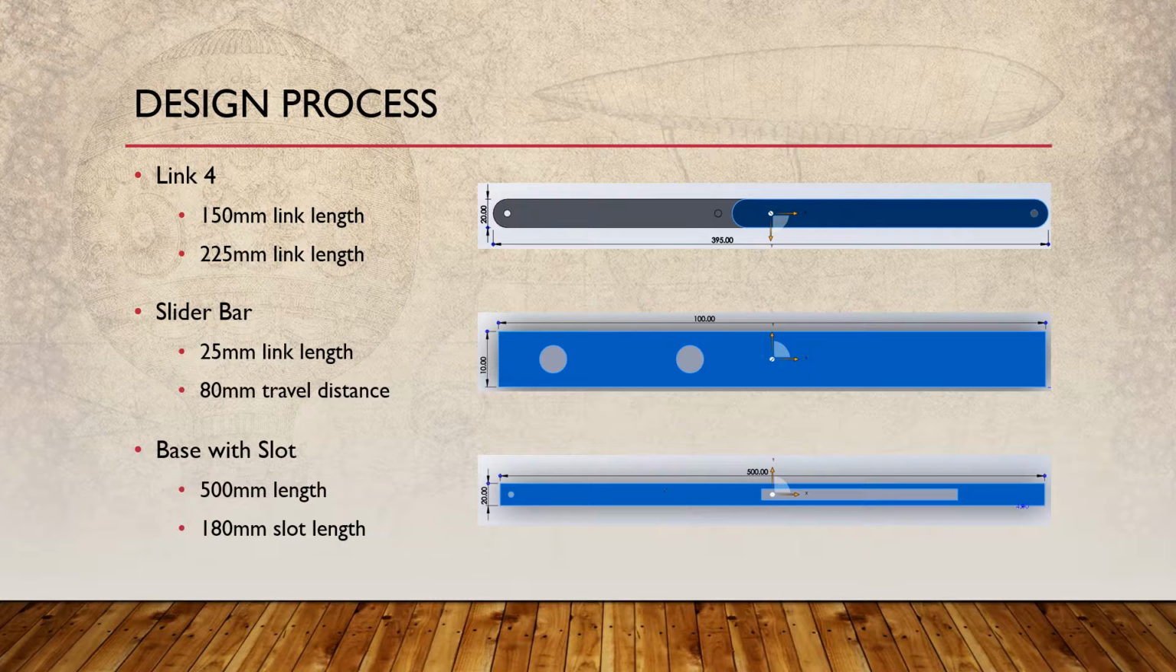So this is the total length. This is the width of the window, which is 50 centimeters. And then we have a slot length of 180 millimeters.